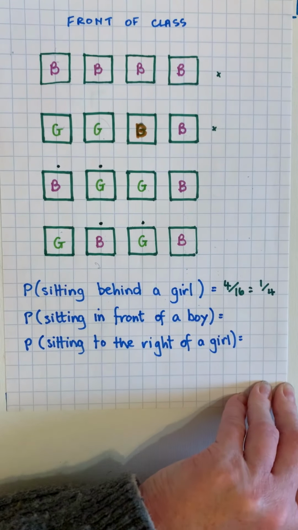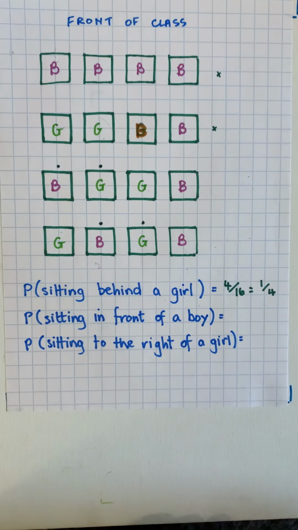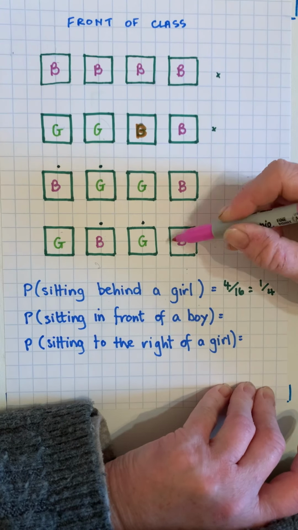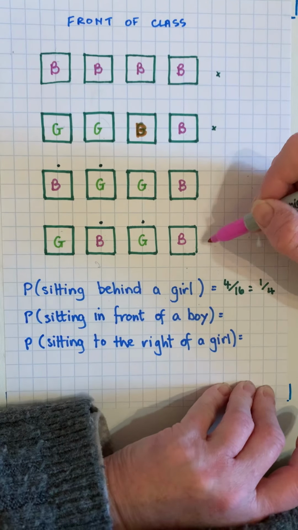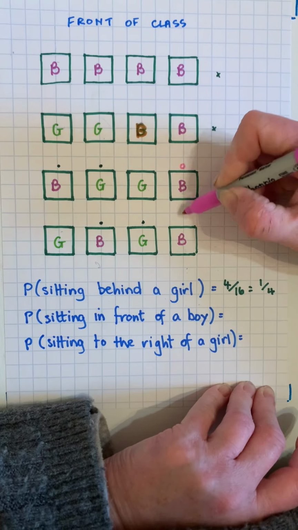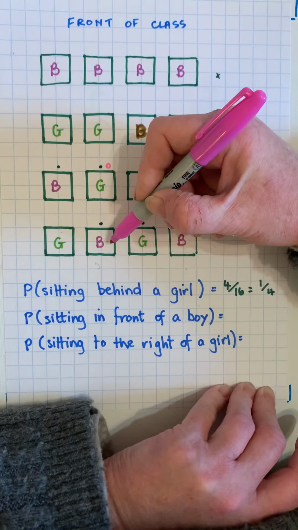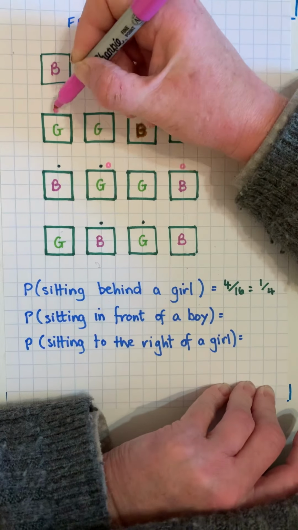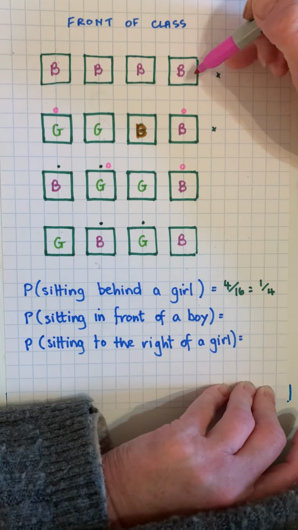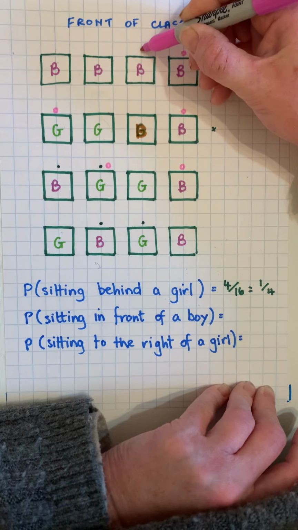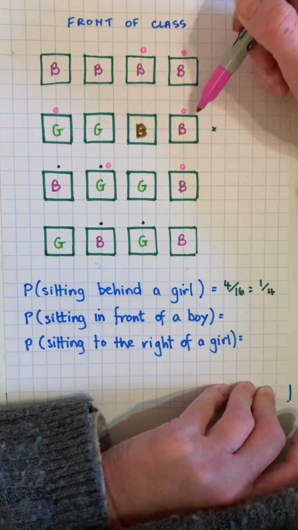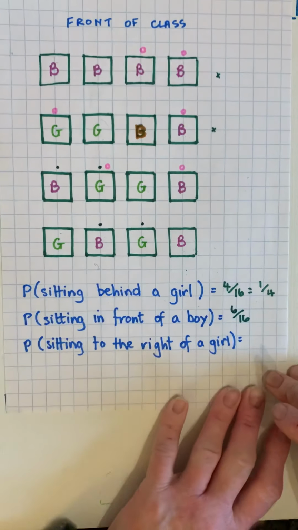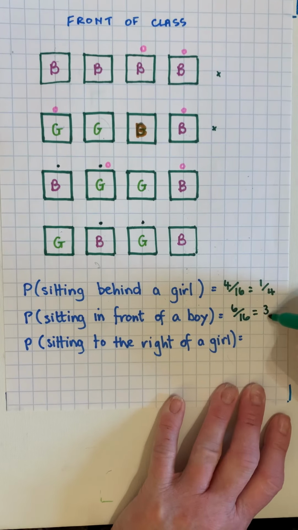Next question. What is the probability that a student chosen at random is sitting in front of a boy? Right, let's start with this row. None of these students are sitting in front of a boy because they're the back row. In this row, this student sits in front of this boy, and this student sits in front of this boy. The same in the next two rows. So I've got 1, 2, 3, 4, 5, 6. I've got 6 students who sit in front of a boy. That's 6 out of 16. I can divide both those numbers by 2 and get 3/8.